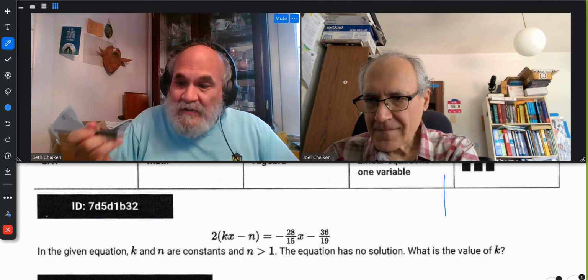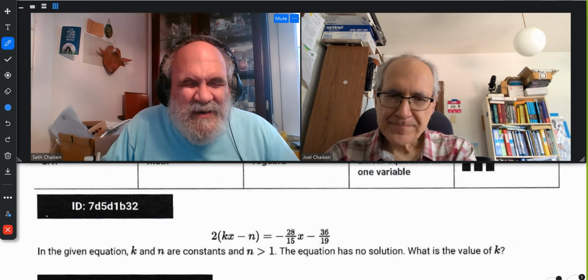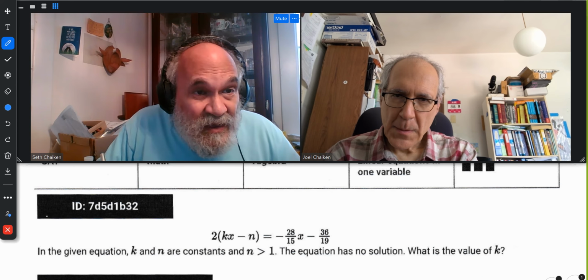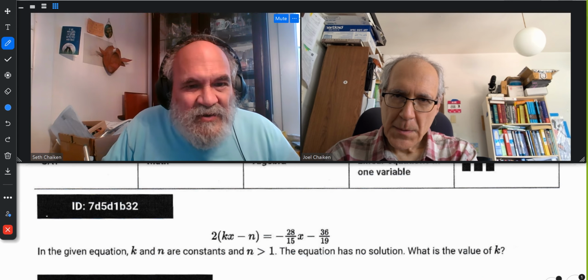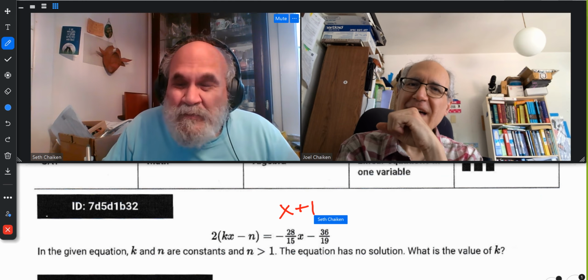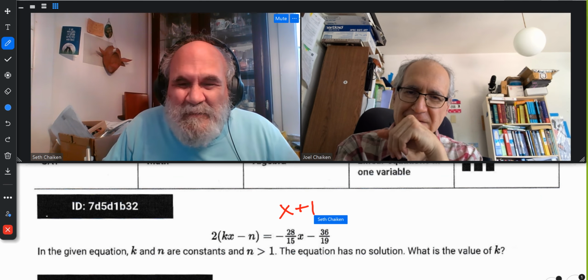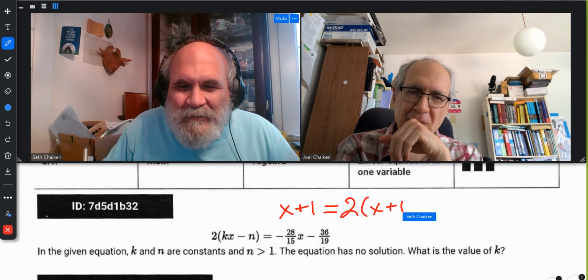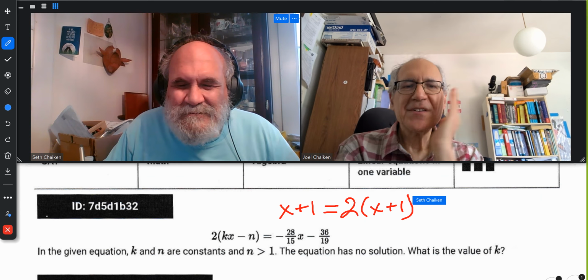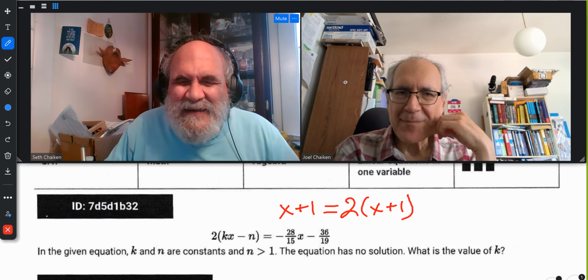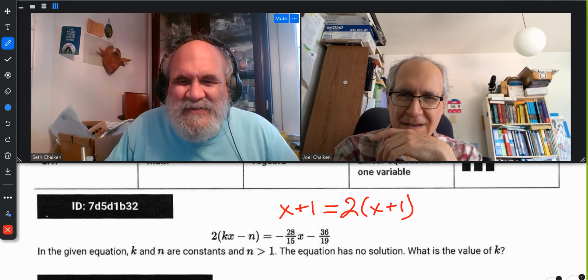I don't know. This is weird. In terms of the equation, the numbers on both sides being the same or different, I'm a little skeptical here. What if you do this? x plus 1 equals 2 times x plus 1. You first have to do order of operations to get rid of those parentheses.